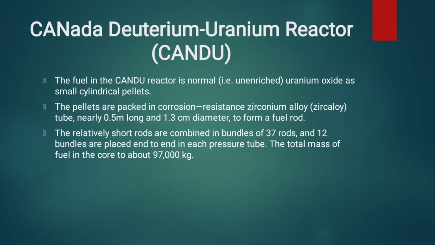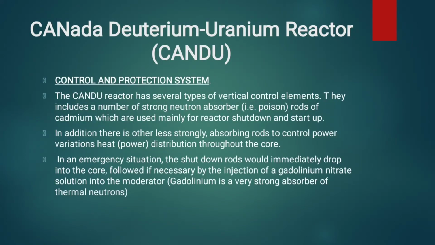The fuel in the CANDU reactor is natural uranium oxide in the form of small cylindrical pellets. The pellets are packed in a corrosion resistant zirconium alloy tube, nearly 0.5 meter long and 1.3 centimeter diameter, to form a fuel rod. The relatively short rods are combined in bundles of 37 rods, and 12 bundles are placed end to end. The total mass of fuel in the core is 97,000 kg.